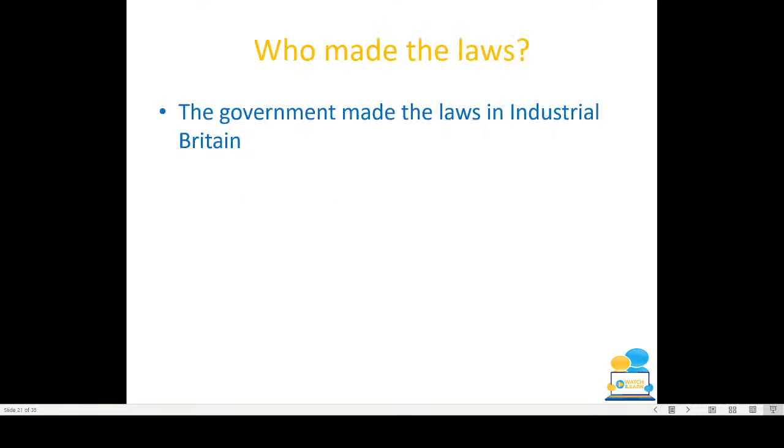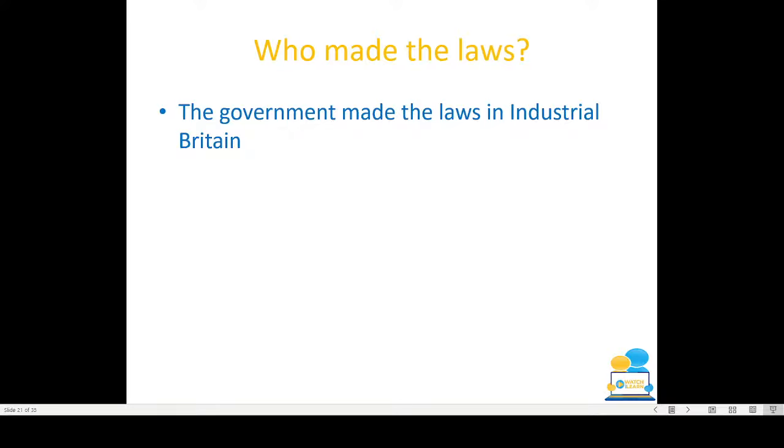So if we look here, who made the laws? The government made the laws in industrial Britain. So the British government made the laws. These were laws that would cover the whole country of England, and then the rest of Britain as well. So it's important. These are kind of more, they're putting more effort here.